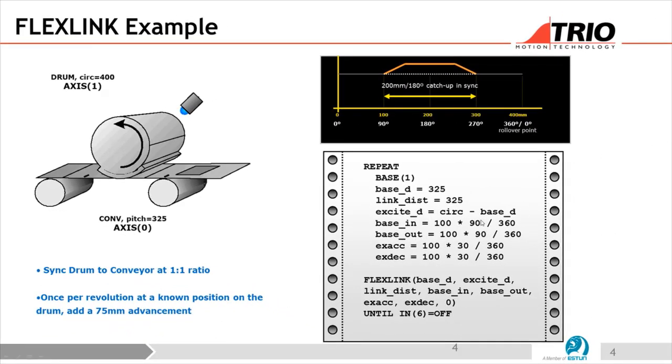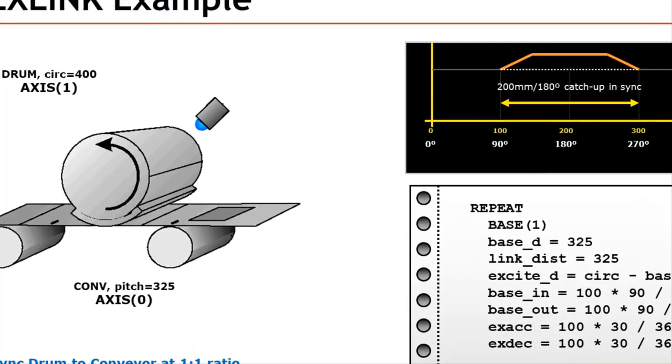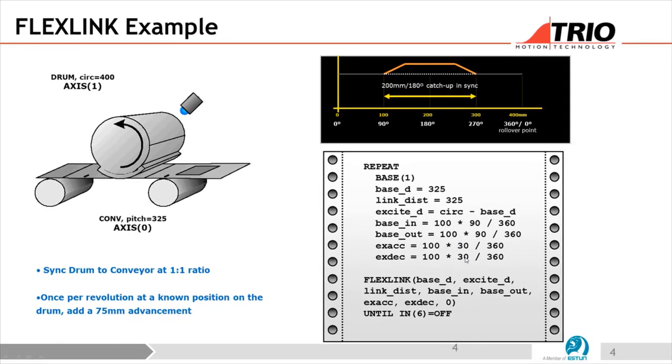Now I've turned these into degrees because I'm thinking of this as a rotating device. So I've done 90 degrees divided by 360 times 100, which gives me my degrees as a percentage. I've just changed that to degrees so it's easier to think of in some ways. So we've got 90 degrees of in and out, and about 30 degrees of acceleration and deceleration. And then we just run the FlexLink, and that's it.